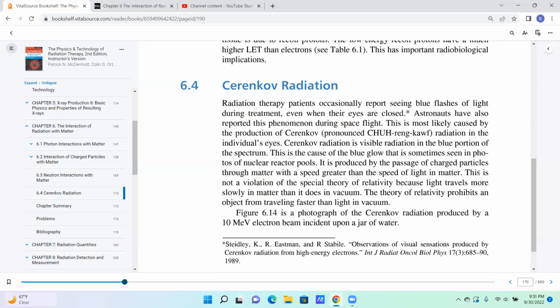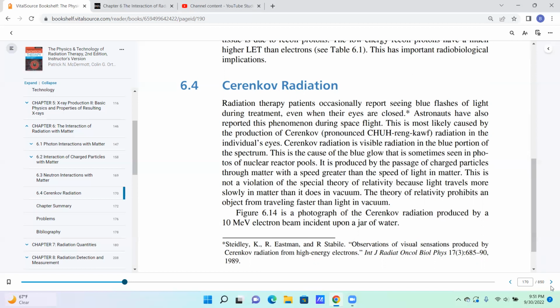It's produced by the passage of charged particles through matter with a speed greater than the speed of light in matter. That's not a violation of the special theory of relativity because light travels more slowly in matter than it does in a vacuum. The theory of relativity prohibits an object from traveling faster than light in a vacuum.